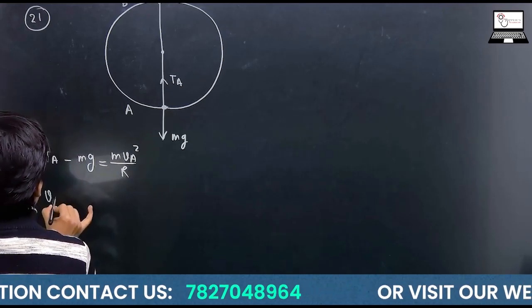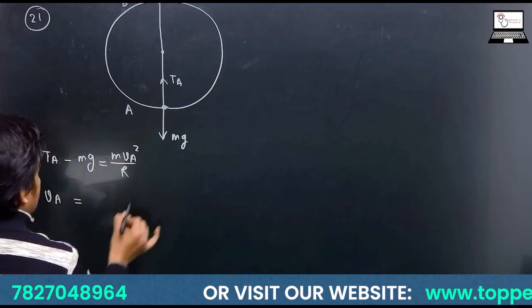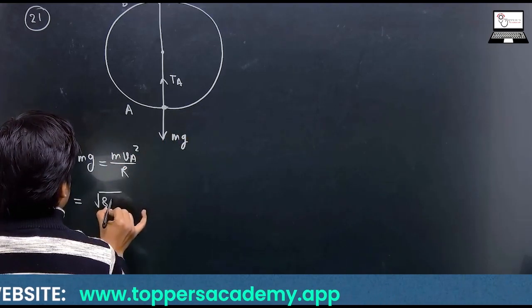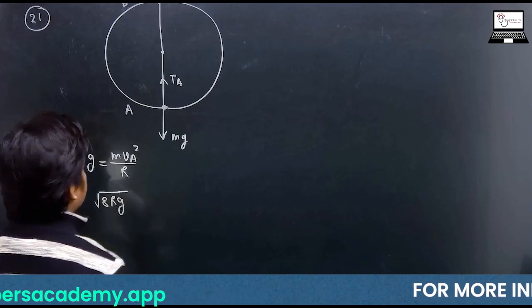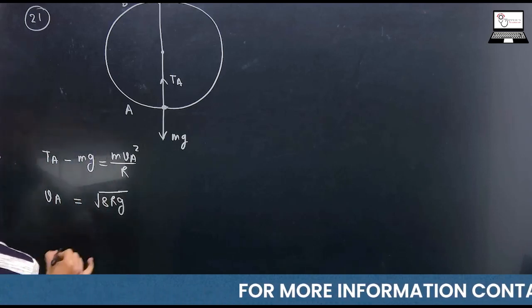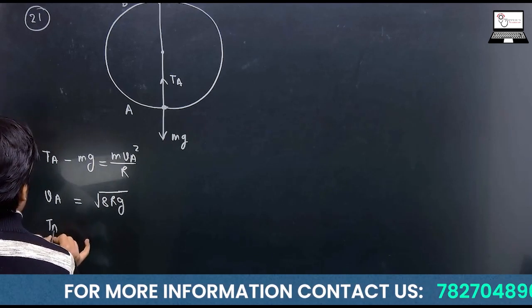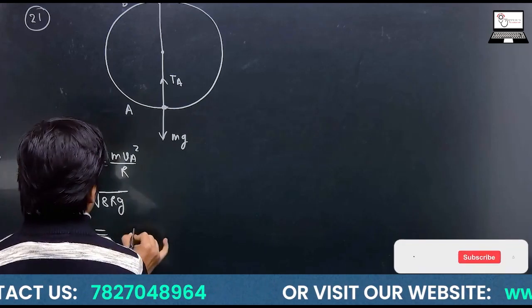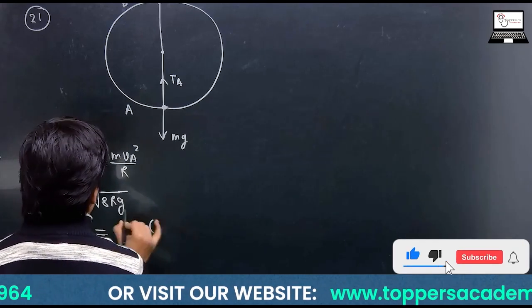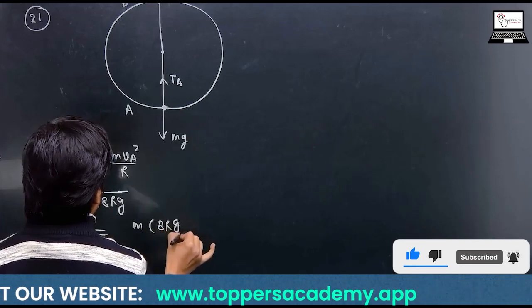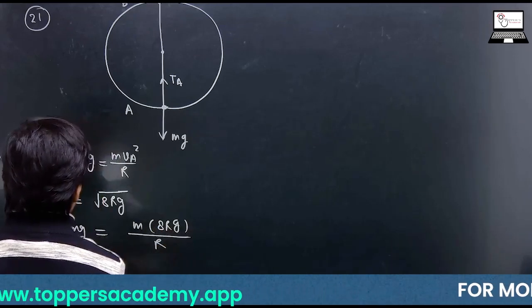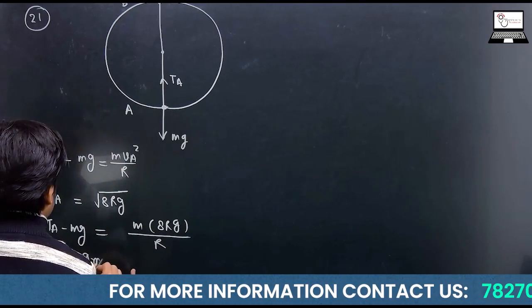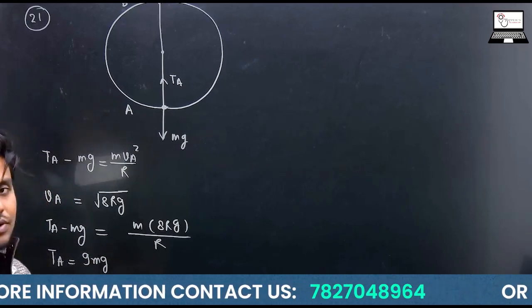Now VA, the magnitude of velocity at the bottommost point, at point A, is equal to square root of 8rg. So I can write that TA minus mg is equal to m into 8rg divided by r. So you will get that tension at A is equal to 9 mg.